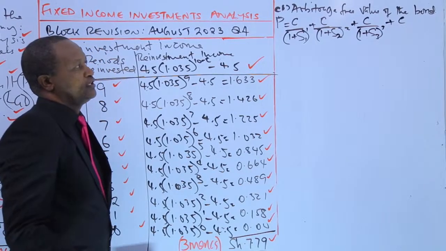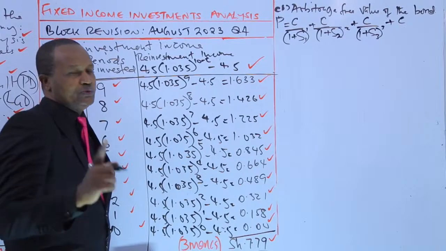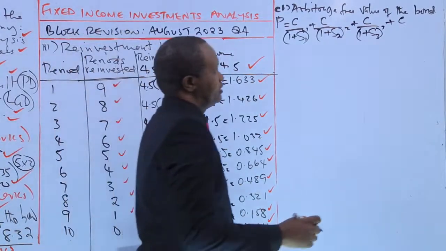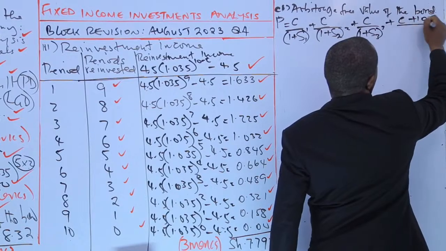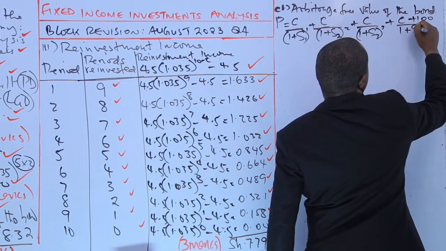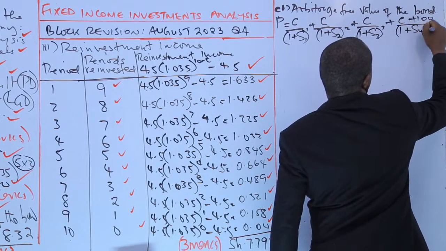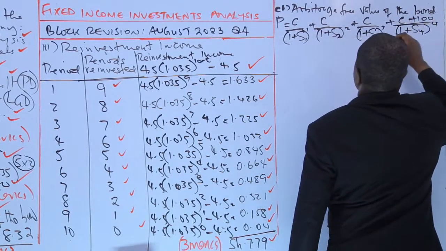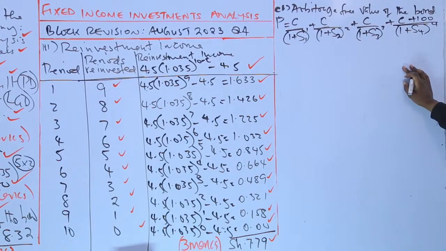Now the fourth period, we are going to add the par value of 100. So it will be C plus 100 shillings over 1 plus 4 raised to 4. The denominator is the discounting factor.